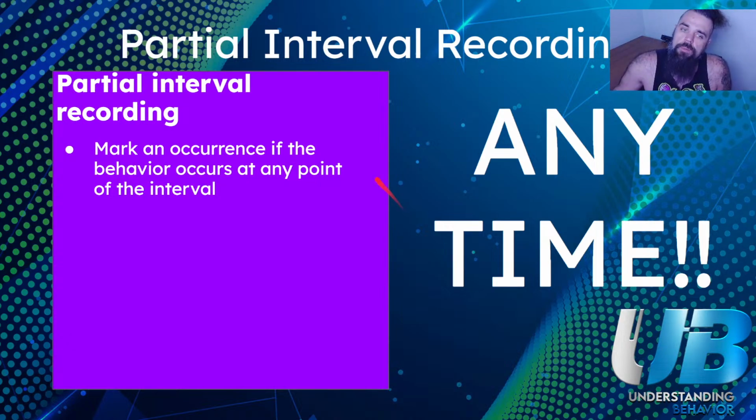So look at this. We mark an occurrence for an interval if it occurs at any point. Is that going to be likely to overestimate the behavior or underestimate the behavior? Oh, it looks like Brittany already knew what I was going to ask before I asked it. Right on track. Anybody else want to give that a go? And even cooler if you can explain why.